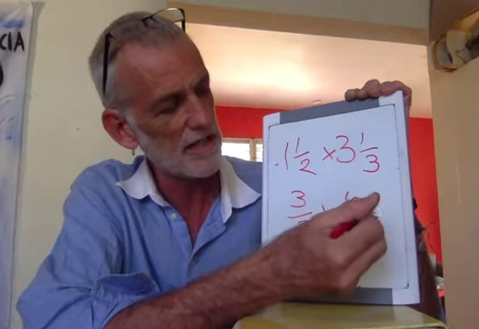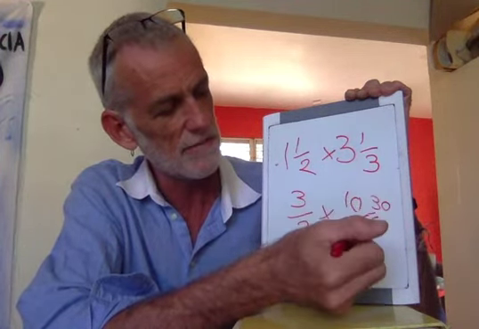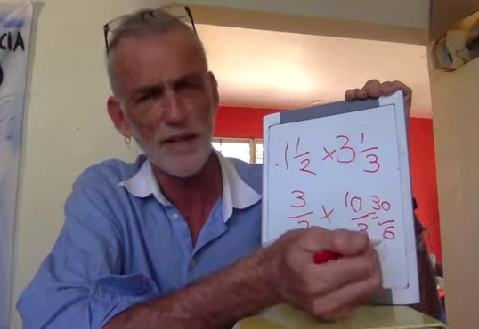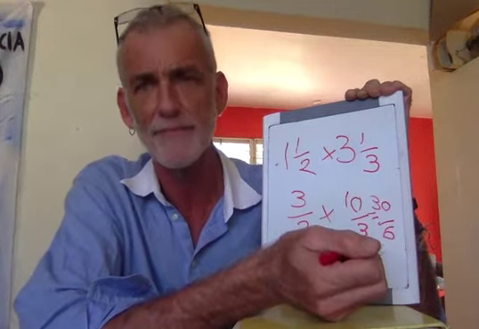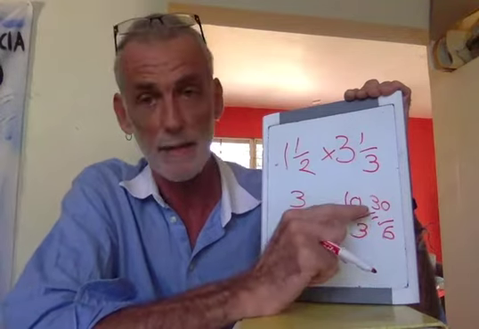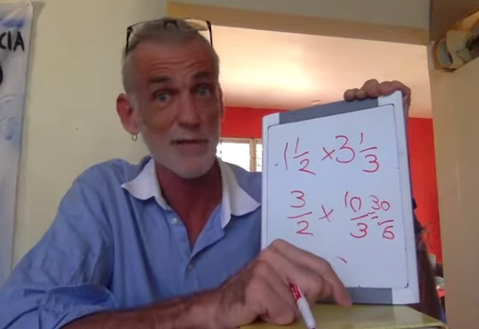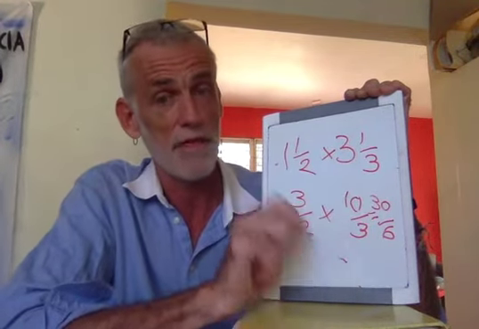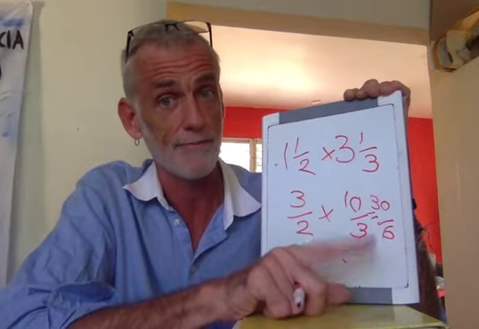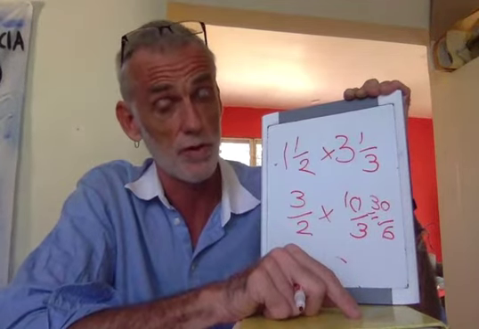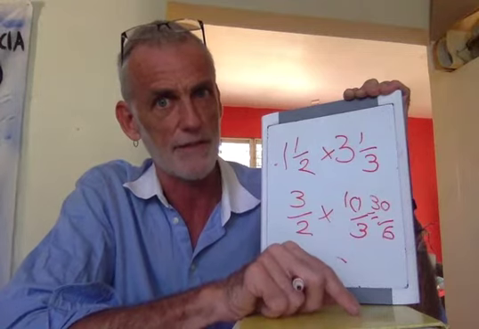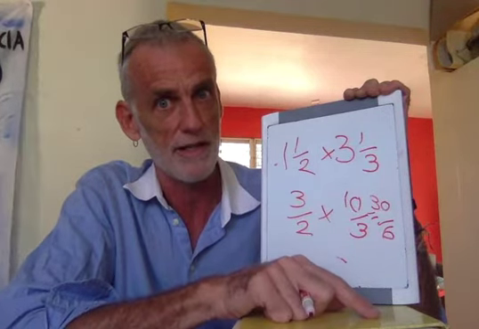3 times 10 is 30. 2 times 3 is 6. Oh, we got an easy one. We got to simplify that. I have to simplify because the number on top is bigger than the number on the bottom. But this one's super easy because both of them can be divided by what number? Well, they're both even, so 2. Think bigger than that. Make it simpler. What can you divide them both by?